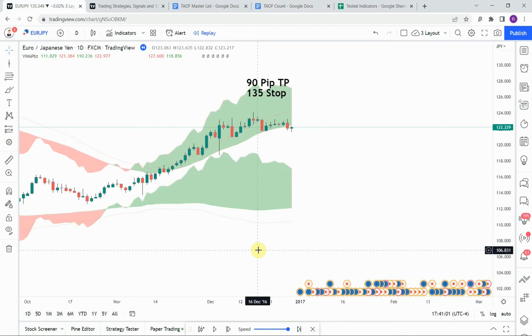Today we will be testing the VWAP band trends indicator.